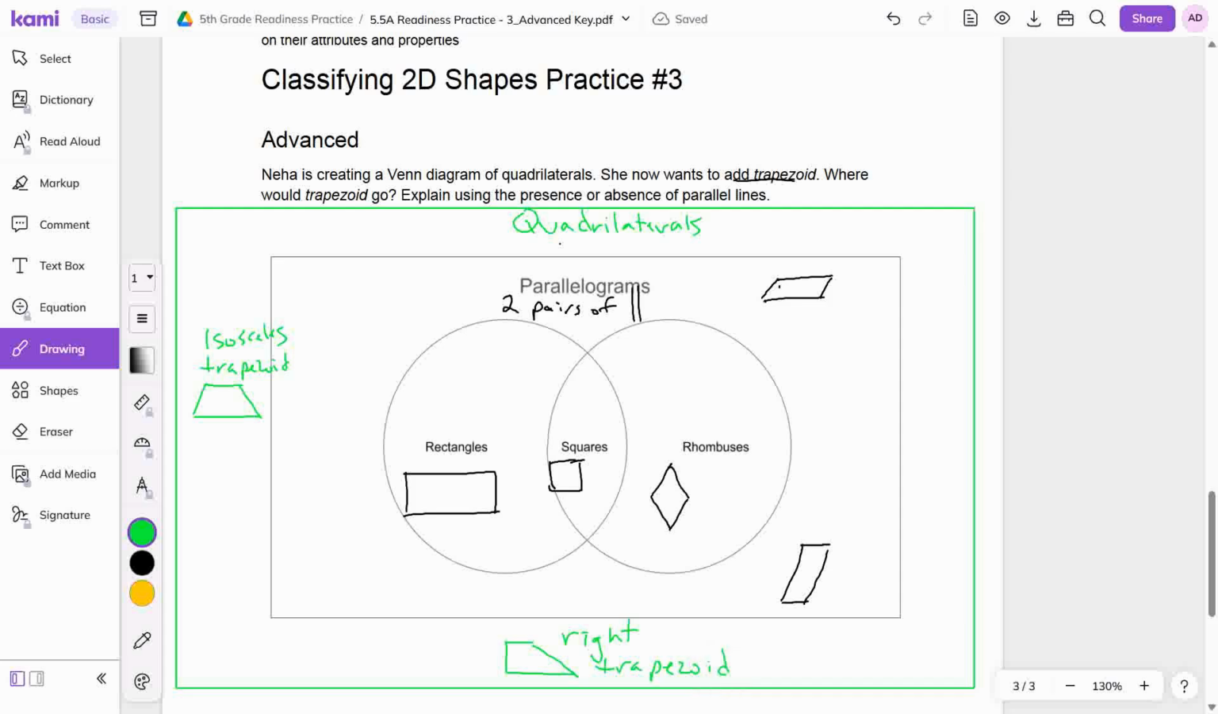They go on the outside of the parallelograms because quadrilaterals simply have four sides. It's a four-sided polygon. So within quadrilaterals, you have parallelograms. Within parallelograms, you have rectangles, squares, and rhombuses. Trapezoids would go outside of the box. They don't fit. They're not parallelograms because they only have one pair of parallel sides, the two bases. They don't have two pairs of parallel sides.